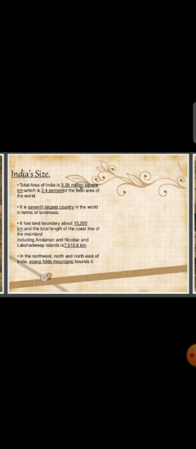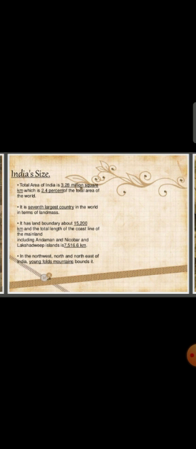Now, what about India's size? Total area of India is 3.28 million square kilometer, which is 2.4% of the total area of the world. It is the seventh largest country in the world in terms of land mass. And population wise, it is the second largest country in the world.